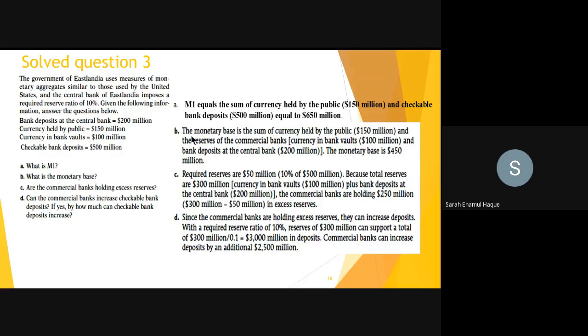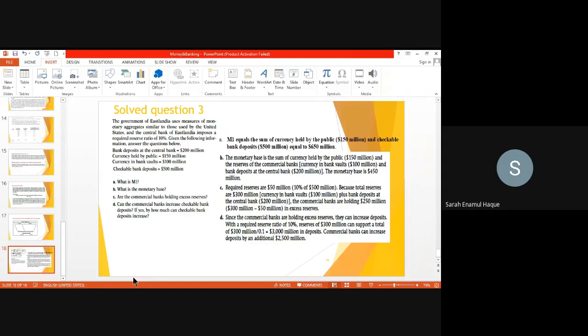So let me show you. Can you see my screen? Yes, ma'am. Okay. So remember here, the money that the central bank has. Okay? We know that it is $200, right?